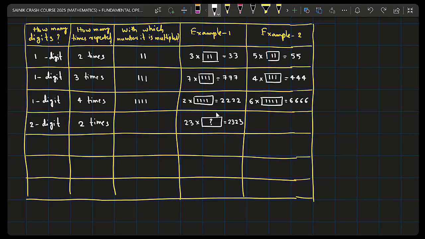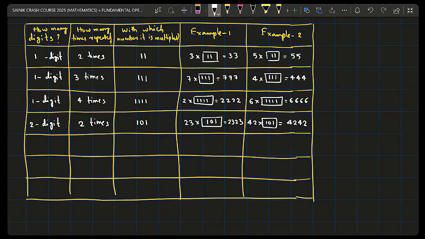23 multiplied by which number will give you 23, 23 repeated two times? Sir, 101. Yes, 101. So we have to multiply the number by 101. Bhuvana, you tell me any other two digit number. Sir, 42. If you multiply 42 by 101, the result is 42, 42. You understood, Bhuvana? Yes, sir. Now you can mute yourself.